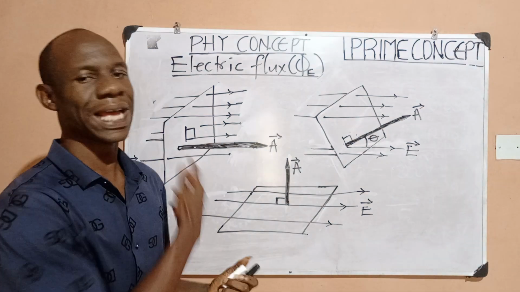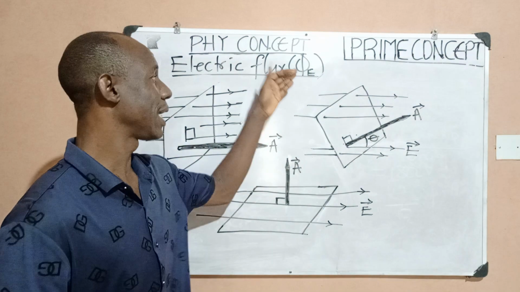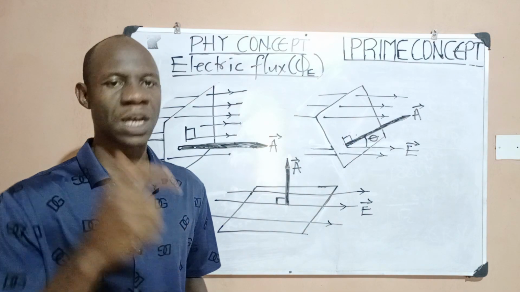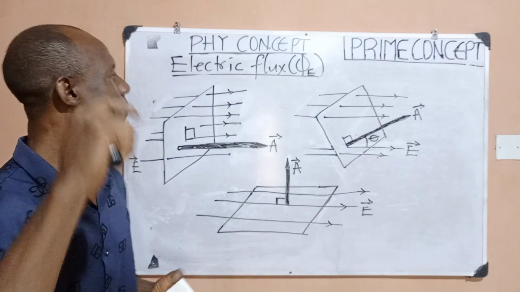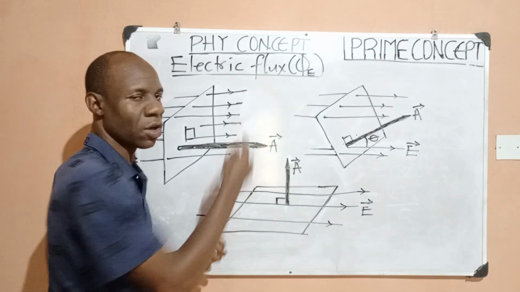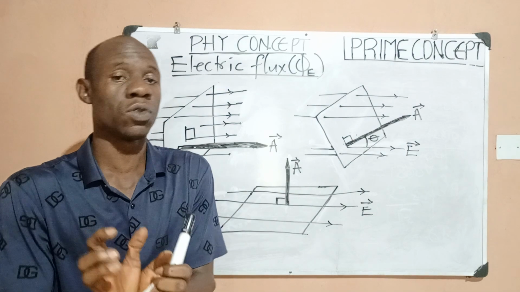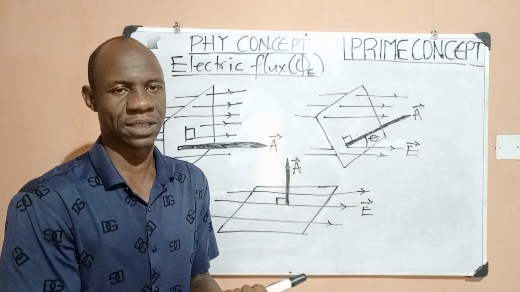So what do we mean by electric flux? I'll be giving you a good explanation on electric flux, trying to use some physical illustrations to help you understand. And the first thing you should understand is that electric flux, the word flux, is actually a Latin word that comes from flow. So electric flux simply means the flow of something, right?